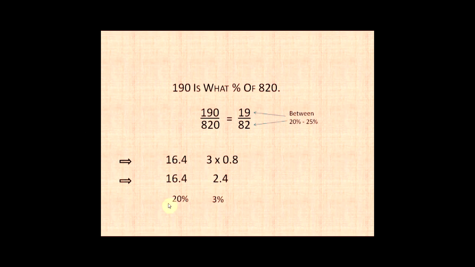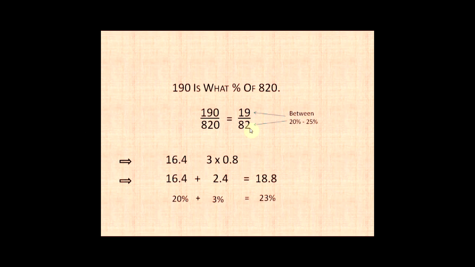So can I say 20% we have easily found at 16.4. 3% will be 2.4. Now if I add them up, I'll first of all get 18.8 as the result, and this will be 23% of 82. So we have come very, very close to 19 over here, again as we did in the previous case. Now what I need to do is just add another 0.2 to 18.8 to make it 19.